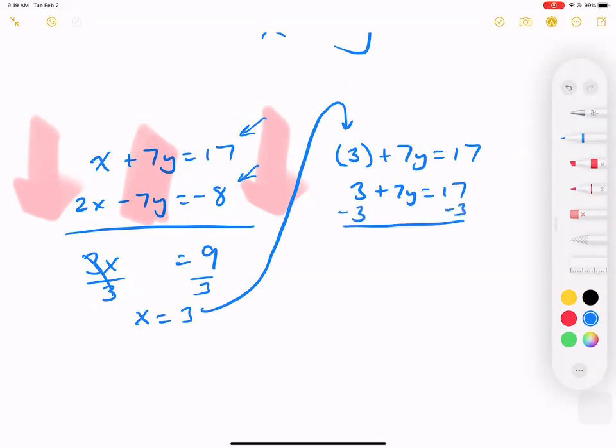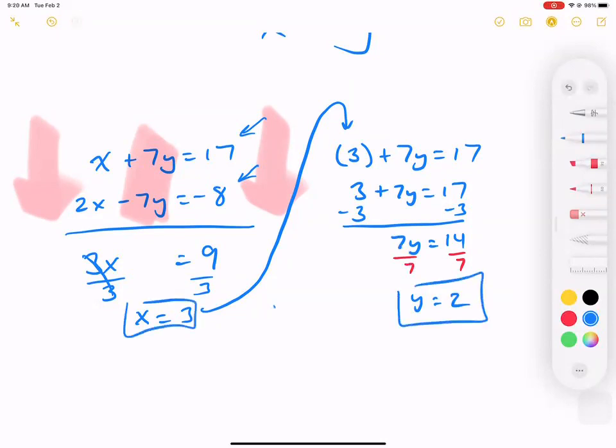So let's get rid of the 3 first. 7y is equal to 17 minus 3, which is 14. And then opposite of multiply by 7 is divide both sides by 7. Y is equal to 2. Now, this is our x and y. I want to double check here. If I write the answer as a point, x and y, it's going to be 3 comma 2.